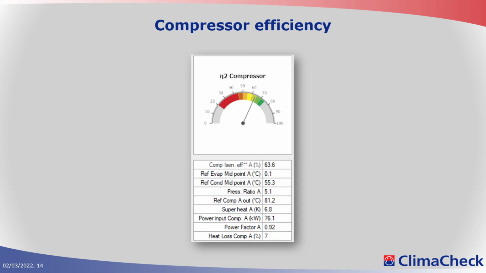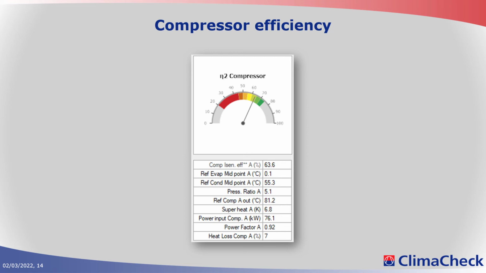The compressor efficiency is the isentropic efficiency. And here we're looking at the pressure ratio between the low pressure and the high pressure. We have the discharge temperature. The superheat will affect the discharge temperature. As we increase the superheat, it will be more difficult for the compressor and it will operate with lower performance.